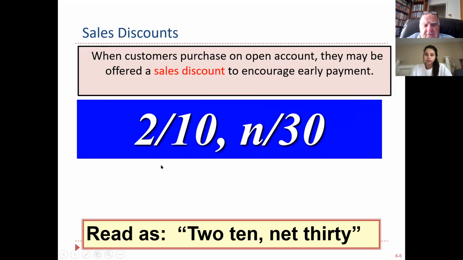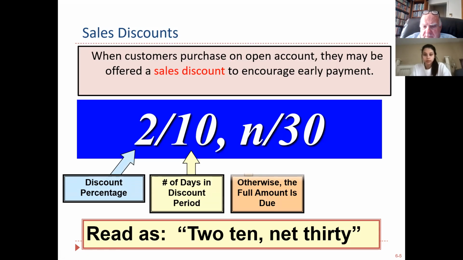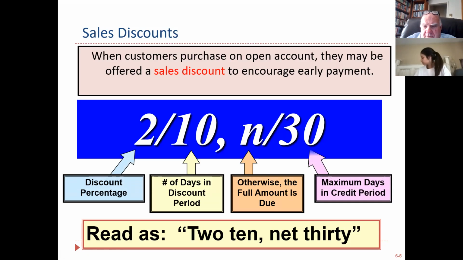And if someone gives you a 2% discount for just 10 days, you would really want to grab that because that's a fantastic deal. 2/10, net 30. It could be 3/10, net 45. It could be 2/20, end of month or something. So understand the 2/10, net 30. And they're just describing it, the discount percentage, number of days. Otherwise, the full amount is due.